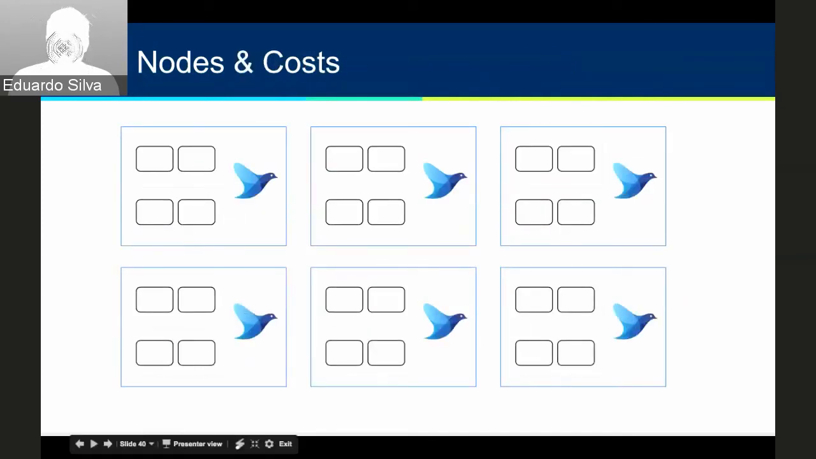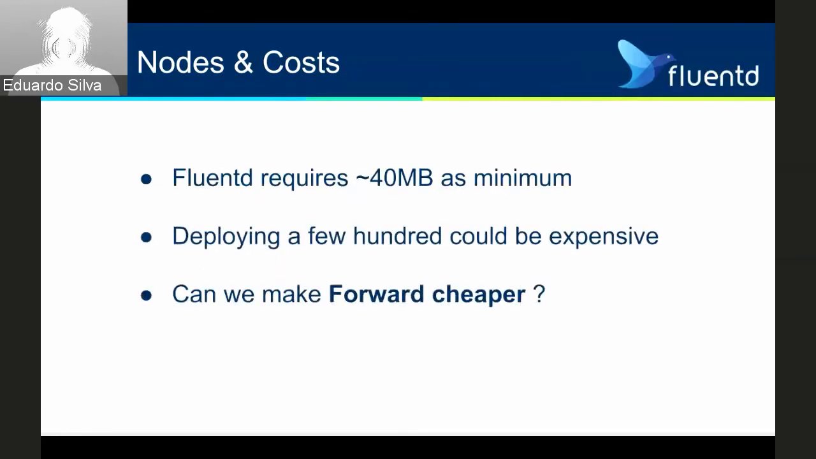But what happens when you have many nodes and these nodes start to grow? At the beginning, you start with 10 nodes, 5 nodes, but at some point you can have 50. So if Fluentd requires, for example, a minimum of 40 megabytes to run, the average is 200 megabytes in a Kubernetes cluster per node. If you deploy a few hundred, it will be quite expensive. So from the Fluentd team perspective, we are trying to see how to help our end users reduce the cost of their own deployments.